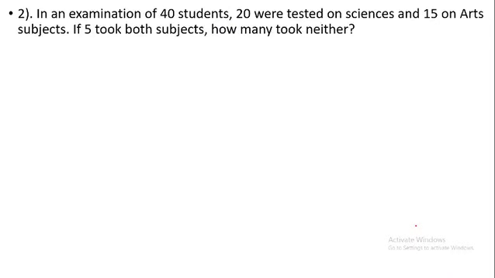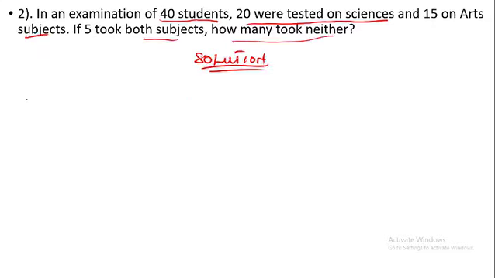Example number 2. In an examination of 40 students, 20 were tested on sciences and 15 on arts subjects. If 5 took both subjects, how many took neither? Okay, so let us start. The universal set, which is U, is equal to 40 because it's a class of 40 students.